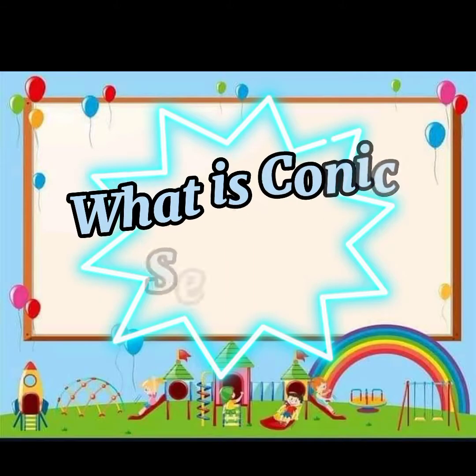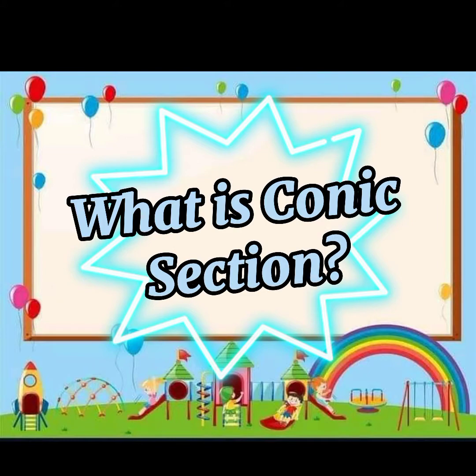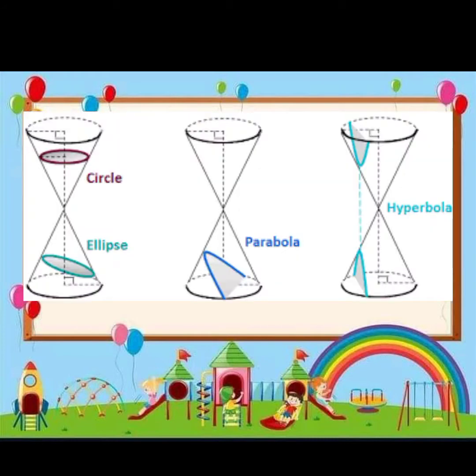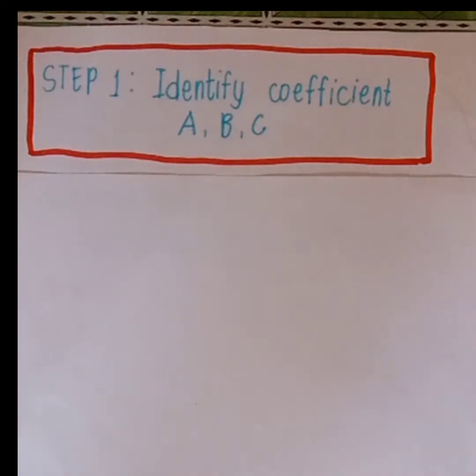What is a conic section? It is a curve formed when a plane intersects a right circular cone or double-napped cone. The resulting curves are circle, hyperbola, ellipse, and parabola. So now, identifying conics using the discriminant.